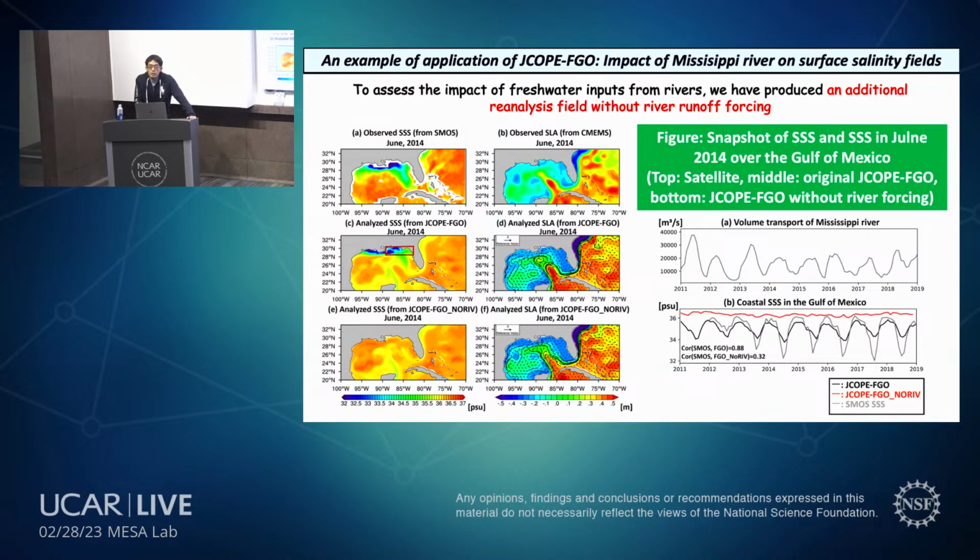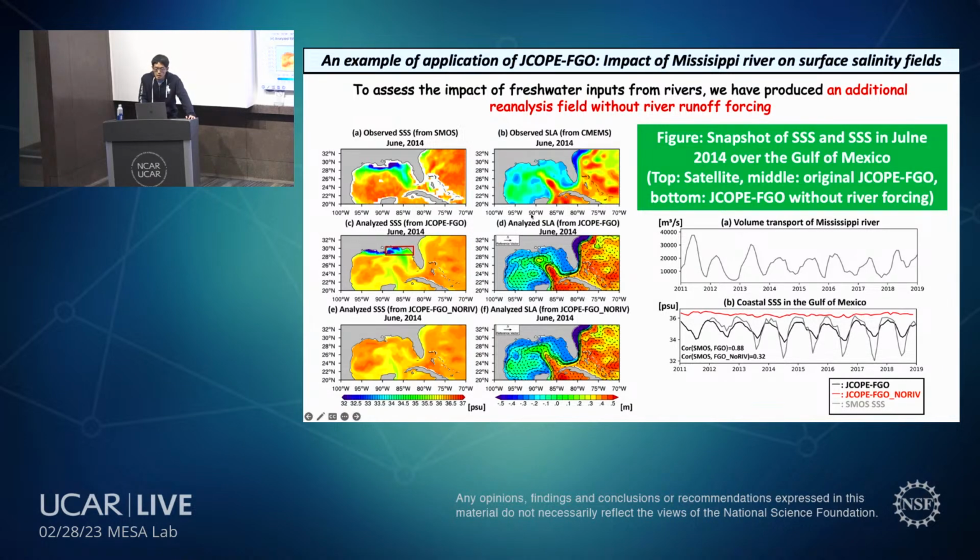And before moving to the forecasting part, I will provide you with an application of this product to the assessment of the impact of river runoff on the ocean circulation and salinity fields. In order to assess the impact of river runoff on the representation of the ocean salinity field and sea surface height pattern, we have produced an additional reanalysis experiment that does not use river runoff forcing to obtain the first guess field.